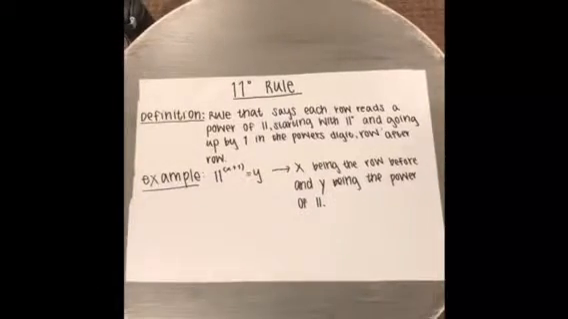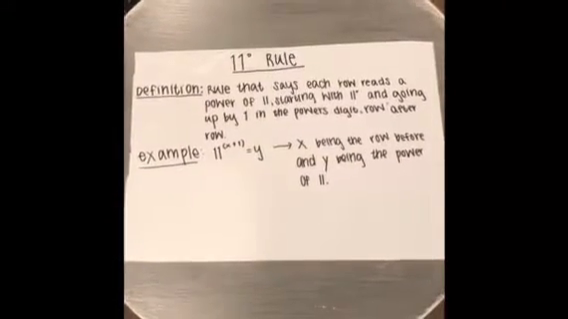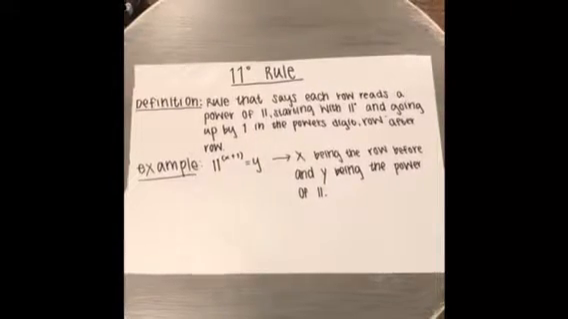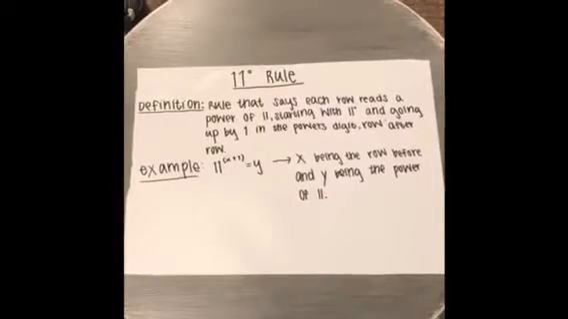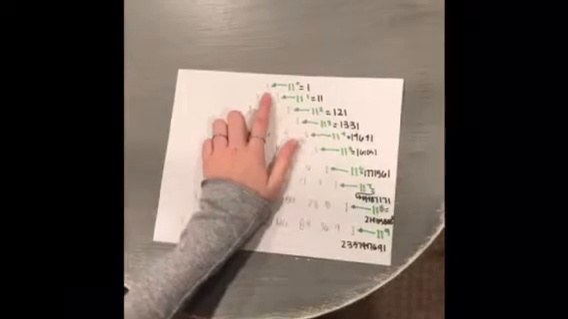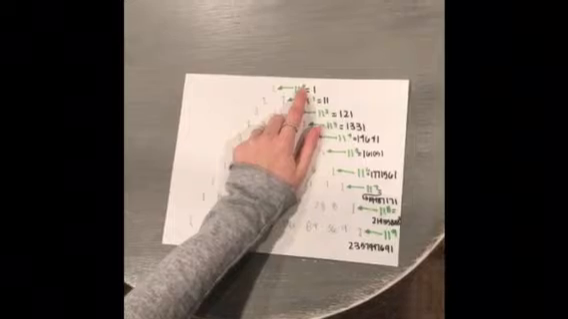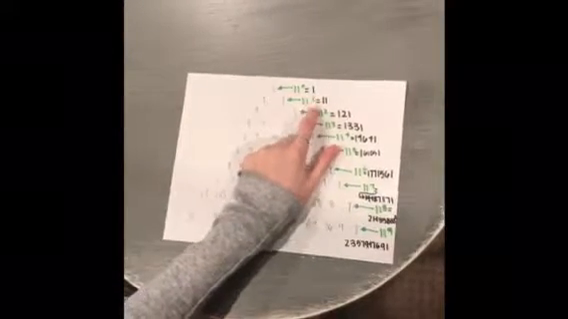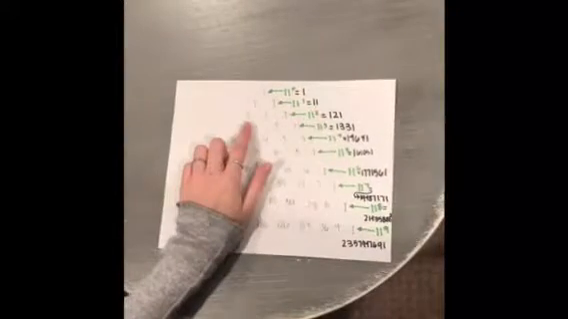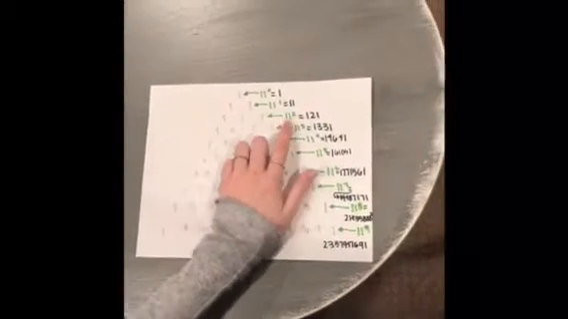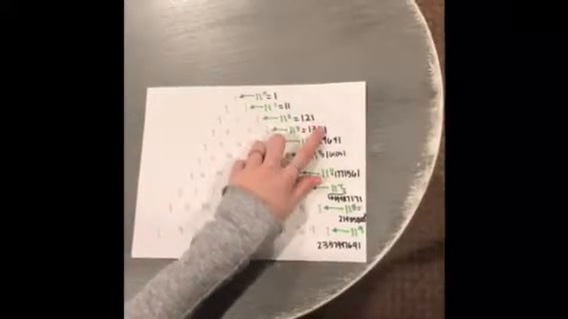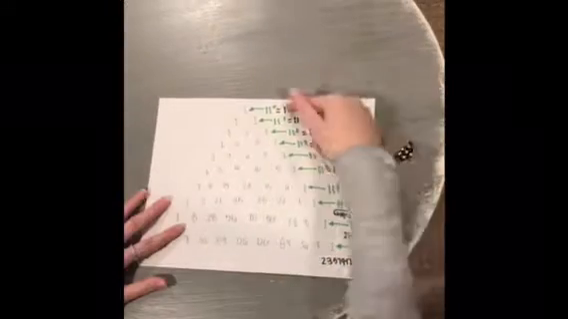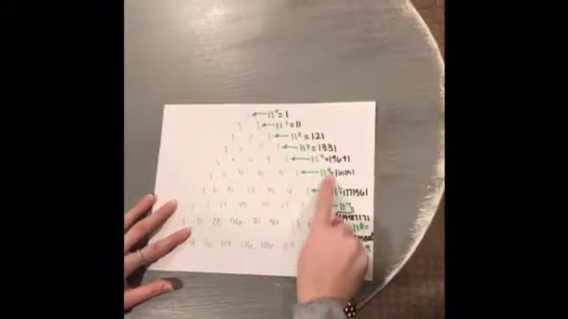This is the power of 11's rule. The definition is a rule that says that each row reads a power of 11, starting with 11 to the 0, and going up by 1 in the powers digits row after row. So 1, which is 11 to the power of 0, equals 1. 1 and 1 is 11 to the 1, which equals 11. 1, 2, 1 is 11 to the 2, which equals 121, which is the numbers just combined. And this goes on until you get to 11 to the power of 5.